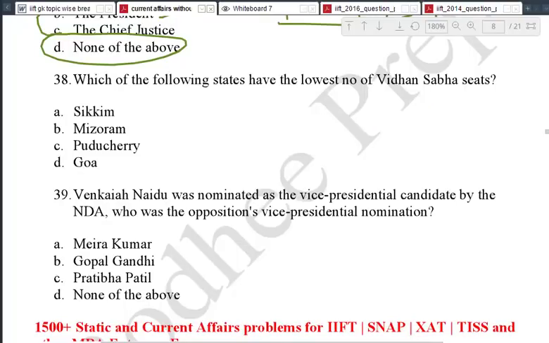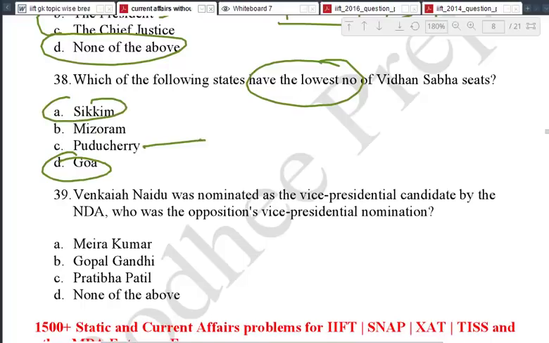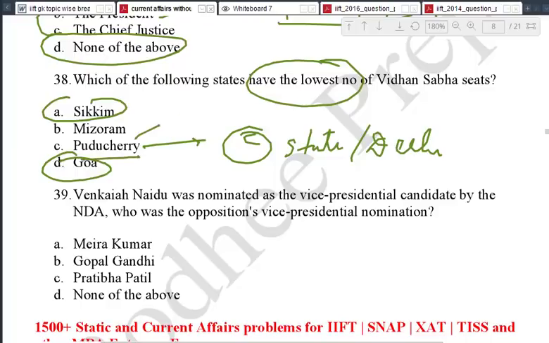Yes, again an interesting question. People, look at this. Which of the following states has the lowest number of Vidhan Sabha seats? D. Goa. Sikkim. How can you forget Pondicherry, people? Pondicherry is a state, you know that? Just like Delhi. So if Pondicherry is a state, it is likely to have the lowest number of seats. And I say Vidhan Sabha, not Lok Sabha. Please understand, Lok Sabha is what you have in mind.